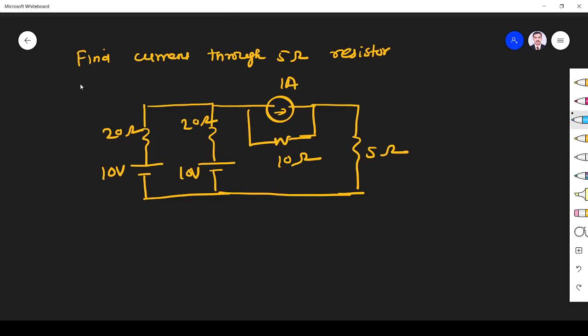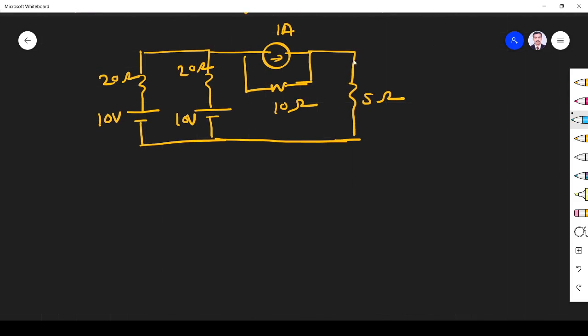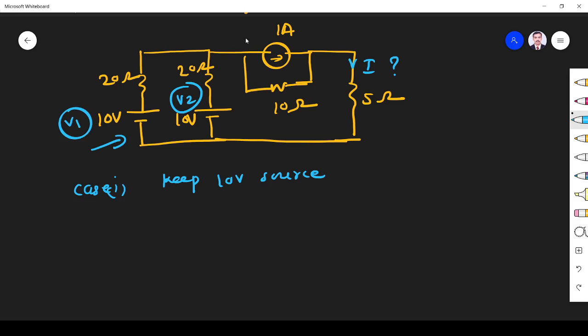And the next question is find current through the 5 ohm resistor. So this is the 5 ohm resistor. I have to find I through this resistor. So we have to apply the superposition theorem. Case 1: I keep this 10 volt source with me and discard these two, that is short this and open this. Let us assume this is V1, V2, and this is I1.